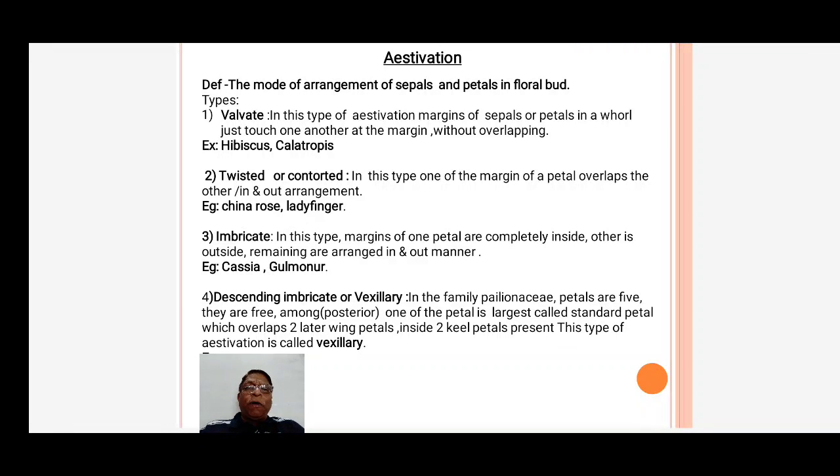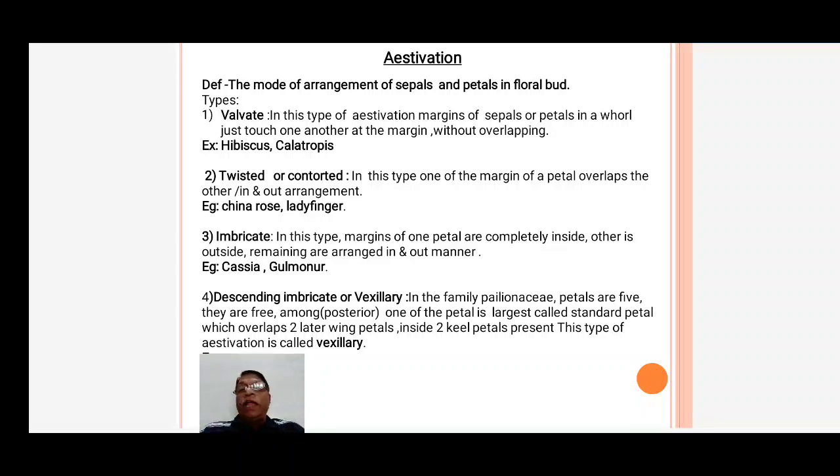What is valvate estivation? In this type of estivation, the margins of the sepals or petals in a whorl just touch each other at the margin. There is no overlapping. Such estivation is called valvate.